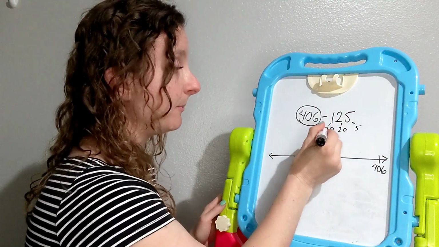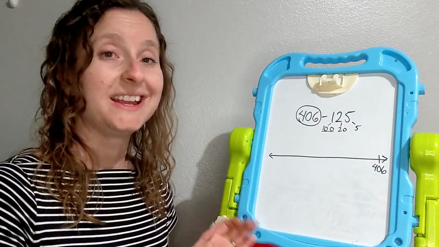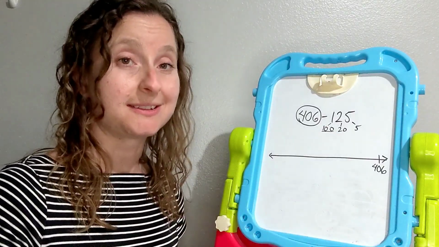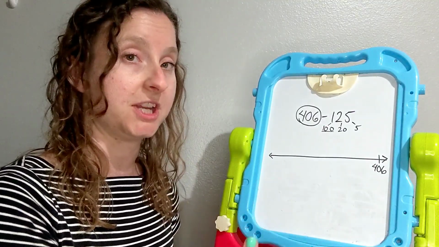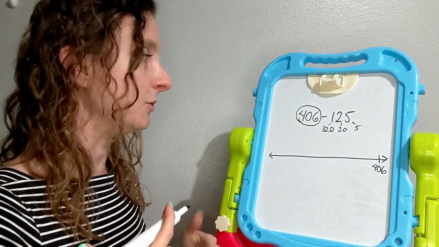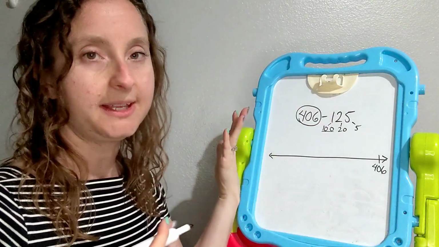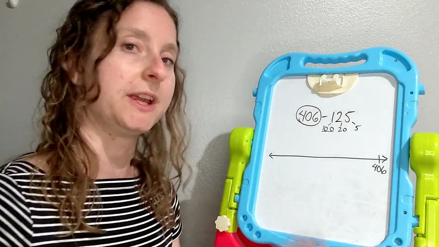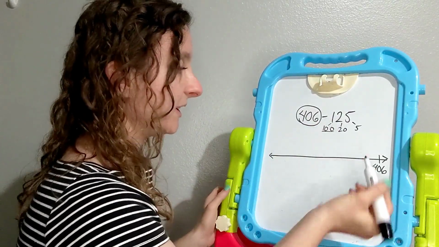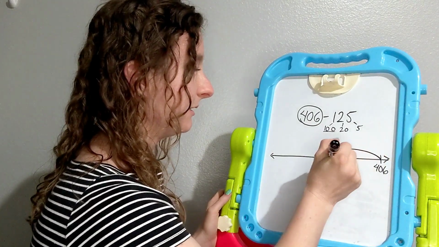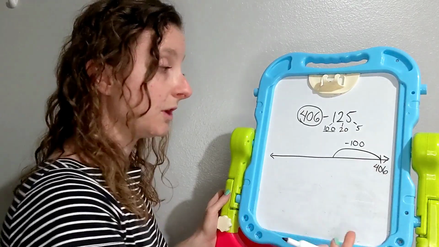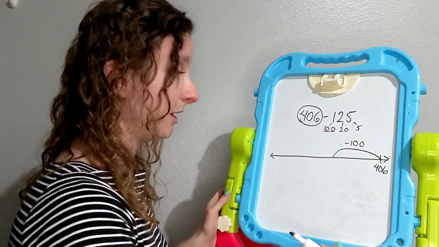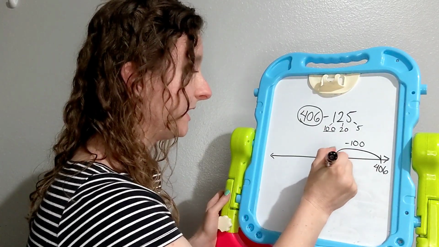I start with the biggest number, but little secret, you could actually start with one of the smaller numbers. That is possible using this strategy. I just always like to go from biggest to smallest, but it doesn't actually matter which way you do it. So I'm going to start with my biggest number, take away 100. So 406 minus 100 is going to give me 306.